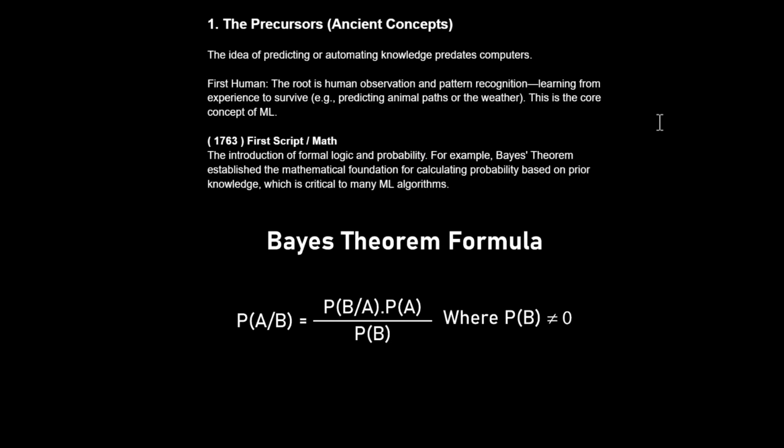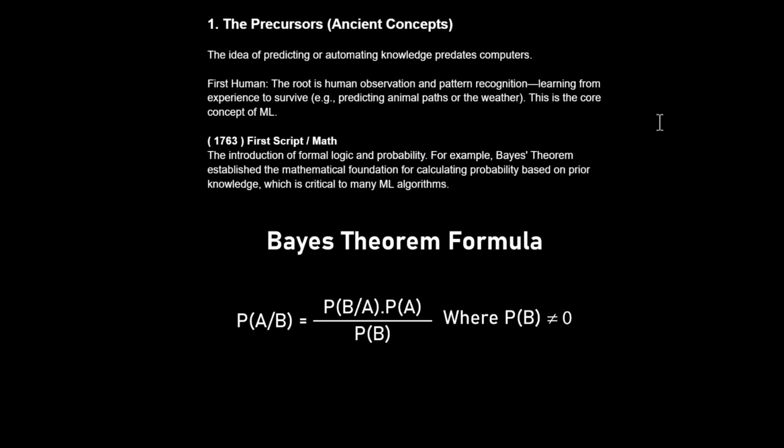1. The Precursors, Ancient Concepts. The idea of predicting or automating knowledge predates computers. First, human. The root is human observation and pattern recognition, learning from experience to survive. For example, predicting animal paths or the weather. This is the core concept of machine learning.